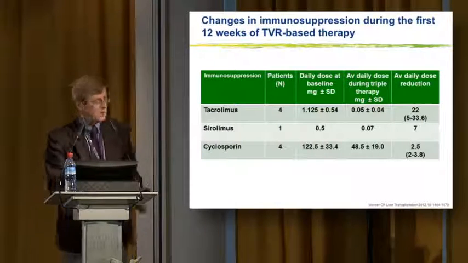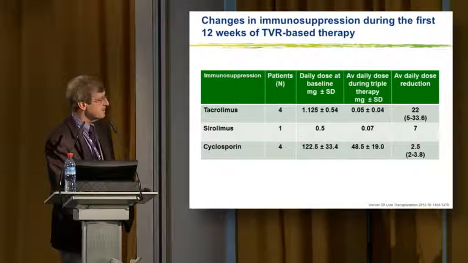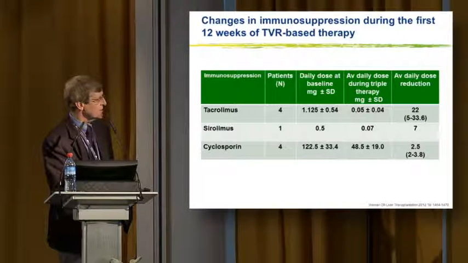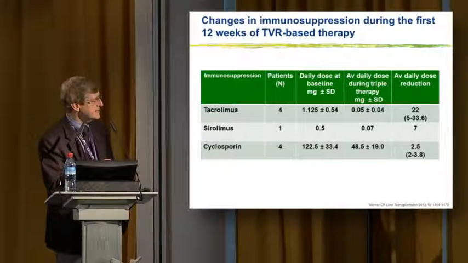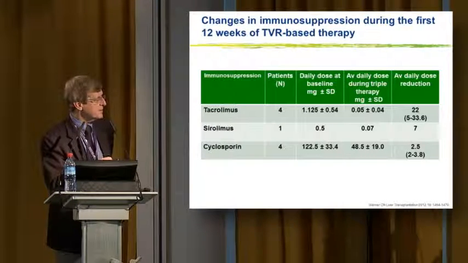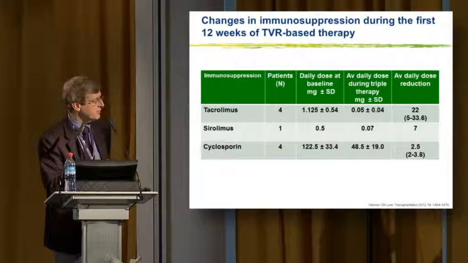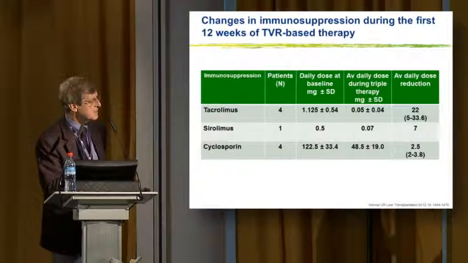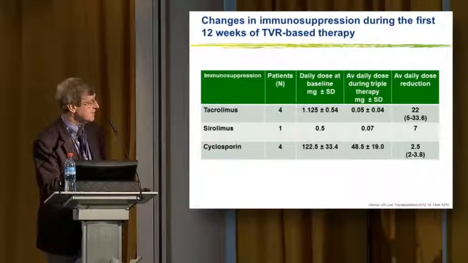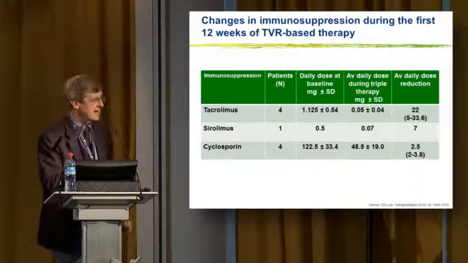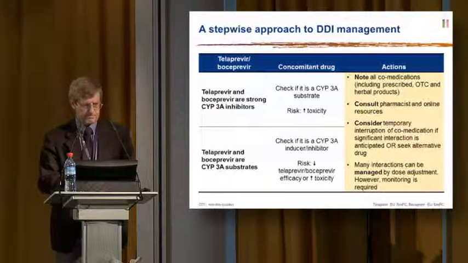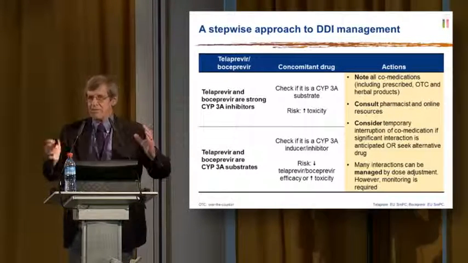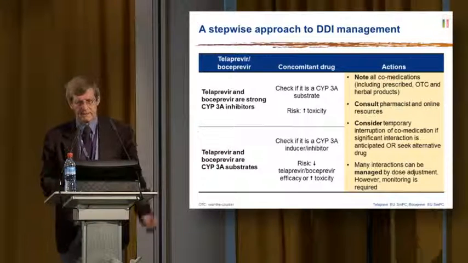And overall, we now have data from a number of studies, and this is with tacrolimus, sirolimus, cyclosporin, in 9 patients, the kind of daily dose at baseline, and then the average daily dose during triple therapy, and this is the dose reduction. 20-fold, 7-fold, and 2.5-fold in those patients. So we need a stepwise management plan.